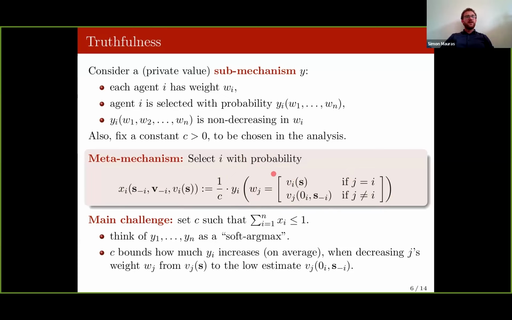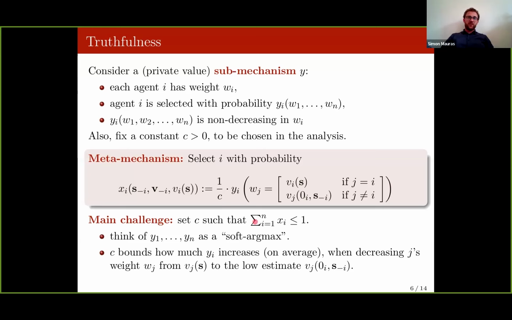This is great. But now we need to show that this is actually a good mechanism. And so as you may have noticed, there is a small 1/c constant here. And this is really the main challenge of this approach, because our goal is going to be to set c such that the sum of probabilities will be at most 1. So we don't want to over allocate the item. We don't want to promise it to more people than we have items, right?